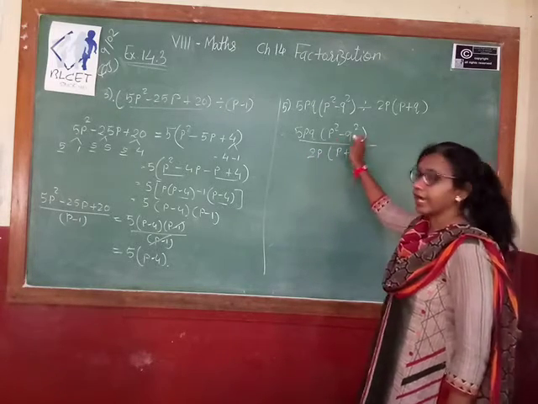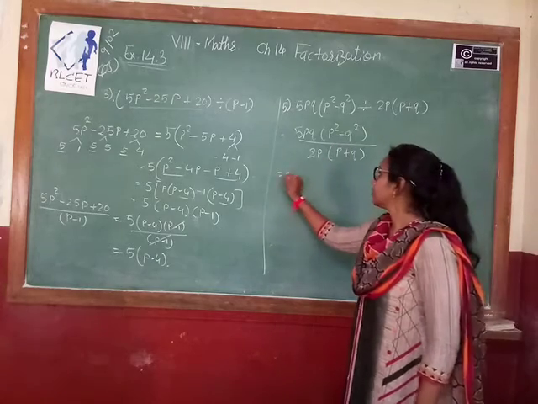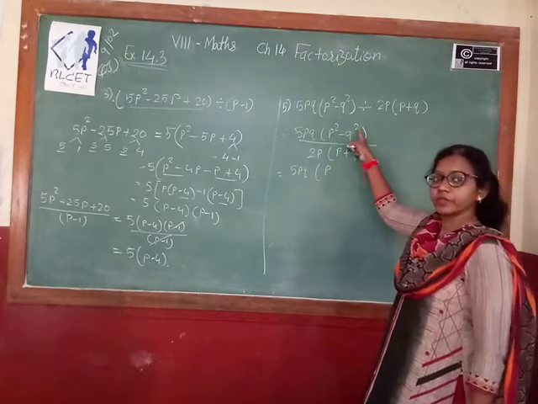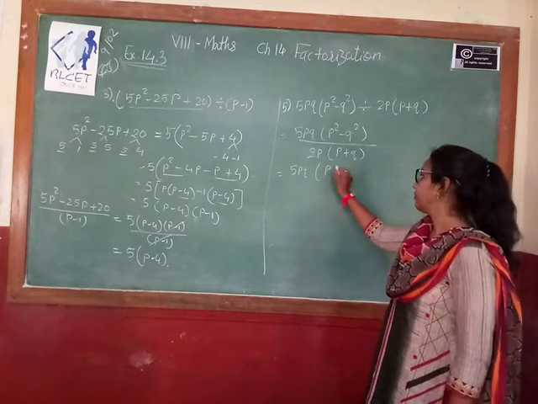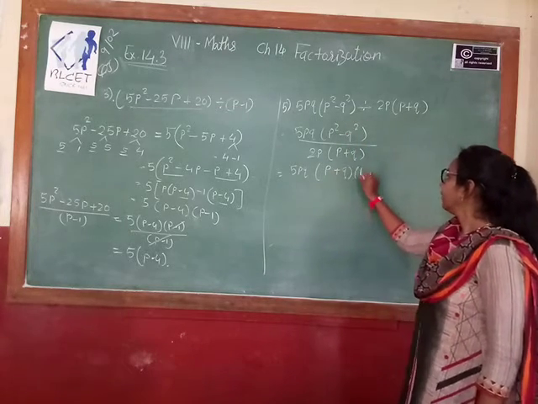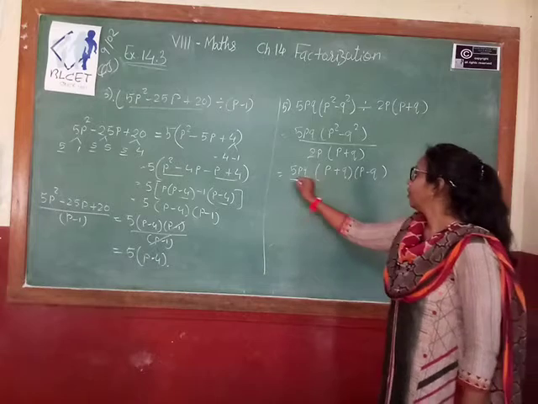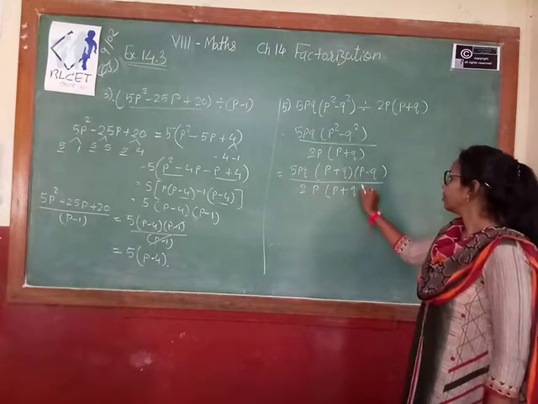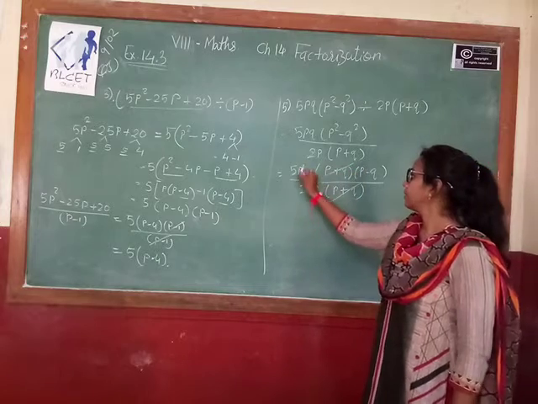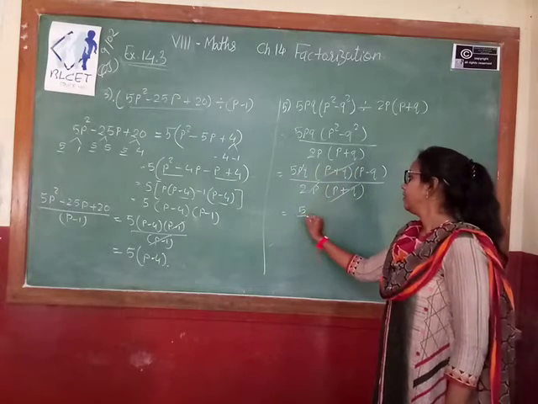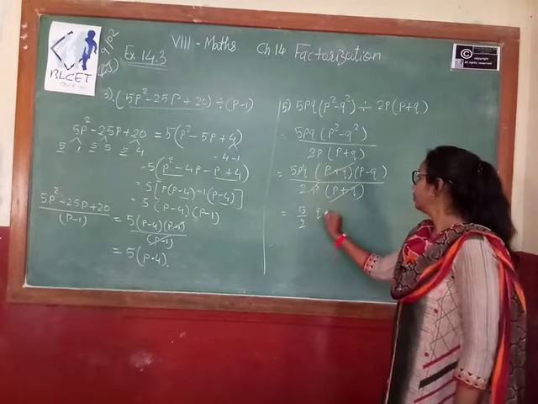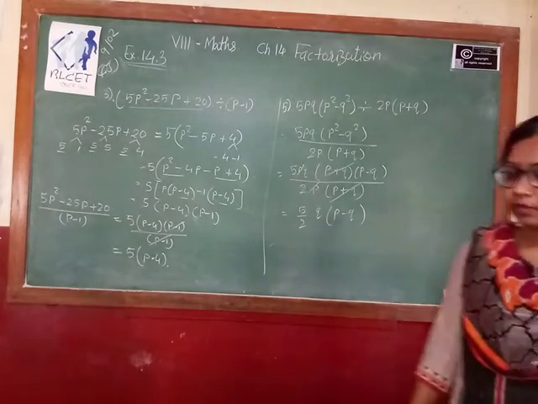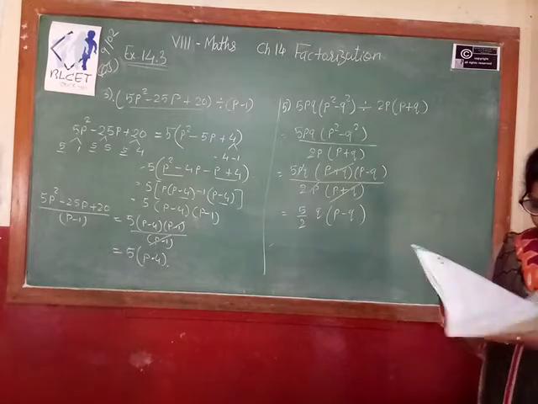So first we find the factors of this. 5pq times p square minus q square, that is a square minus b square, so one time positive, one time negative, whole divided by 2p times p plus q. So p plus q will get cancelled, one p will get cancelled. So what is left? 5 by 2 times q times p minus q. So this is the division. So this way we can solve the 5th question.